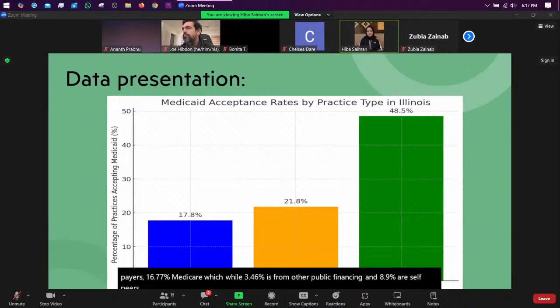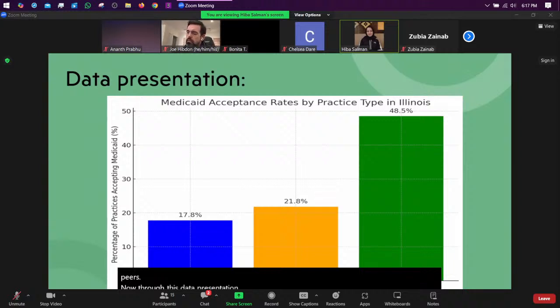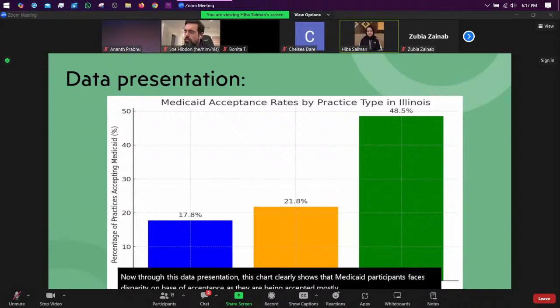Through this chart, it clearly shows that Medicaid participants face disparity on the basis of acceptance, as they are being accepted mostly by large groups, for instance, hospitals.